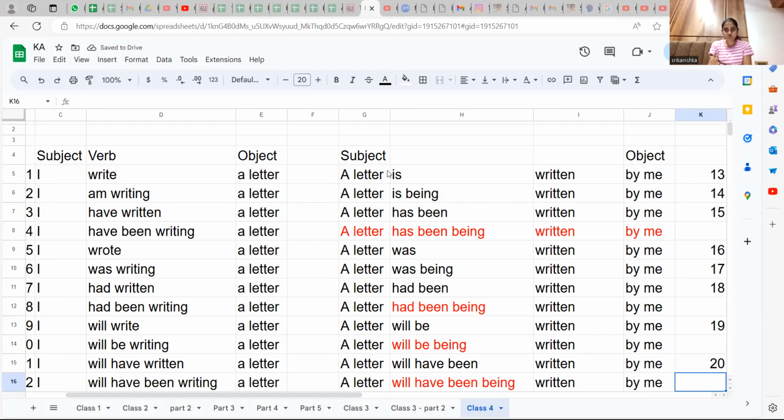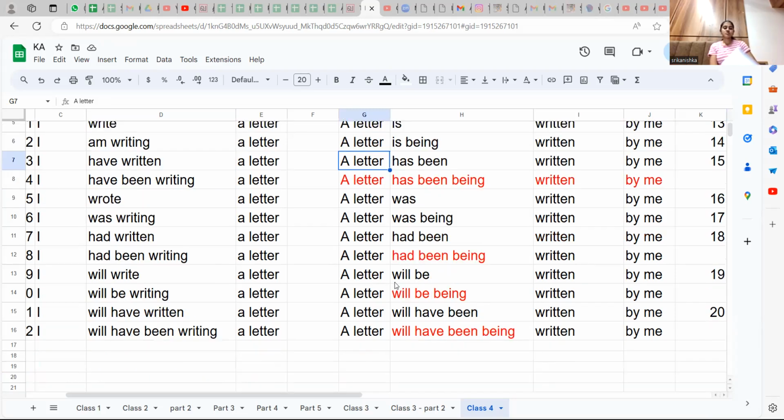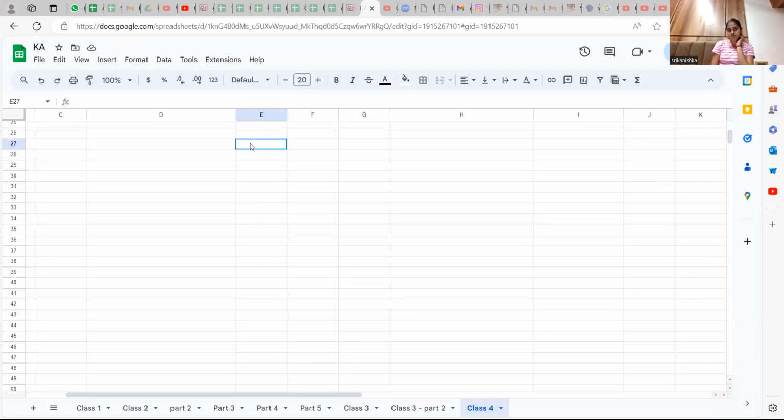Okay. So now you can see that it's all going to be the same. I write a letter is equal to a letter is written by me. Only the subject and objects are changing. Accordingly, we are changing the verb. Likewise, I am writing a letter is equal to a letter is being written by me. I have written a letter is equal to a letter has been written by me. Same way, whatever you. So, in short, we can do this.